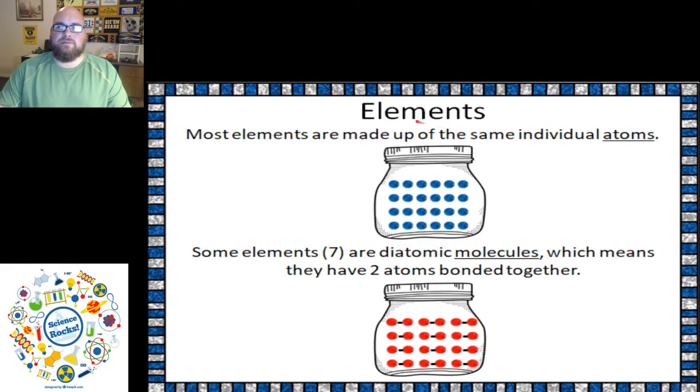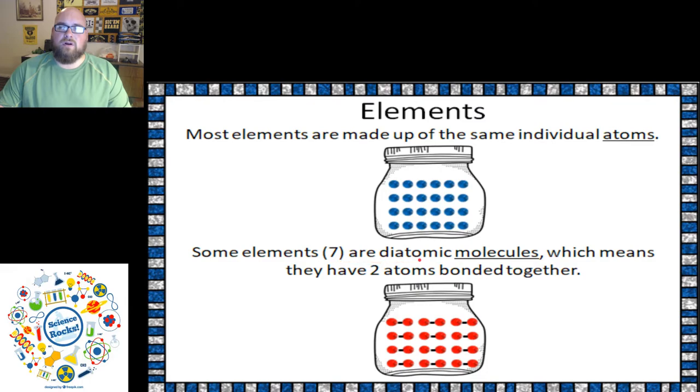Now, second, we can find elements in usually 2 different ways. Most elements are made up of the same individual atoms. So we have lots of the same atom in one place, and that makes them an element. Or you can see them like this.